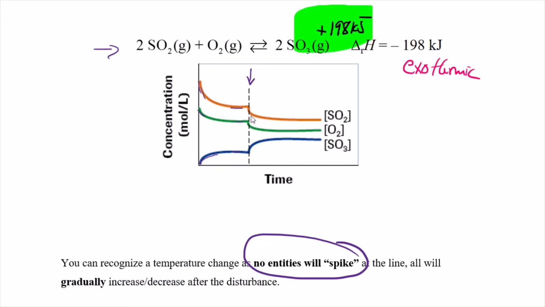So at the disturbance, my reactants' concentrations went down. My product concentration goes up. So that means that it's shifting towards the product side. Now, this is an exothermic reaction. So what would cause it to shift towards the product side? If I remove heat. So if I cool the system, that would cause it to shift towards the product because it's exothermic. So the change that I made was I cooled it.